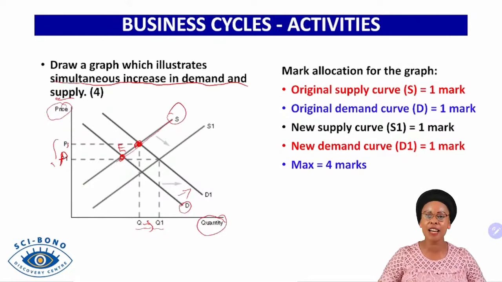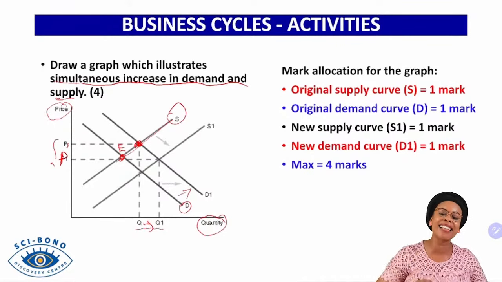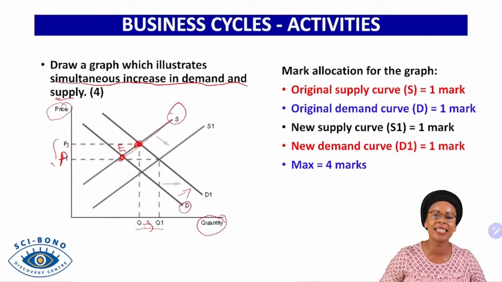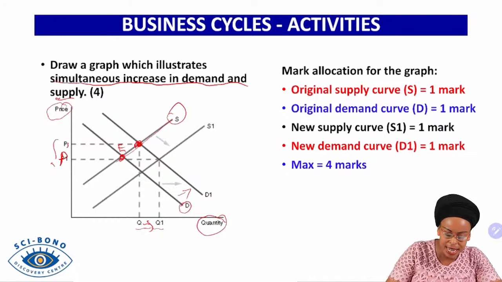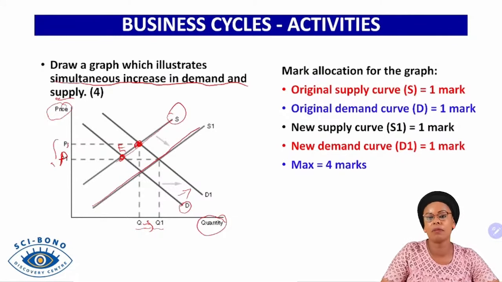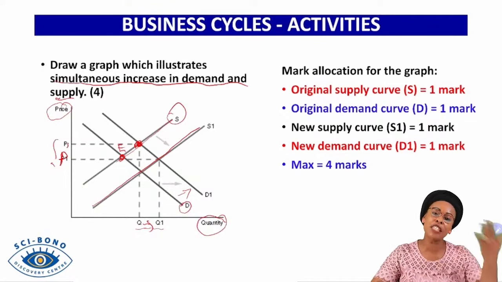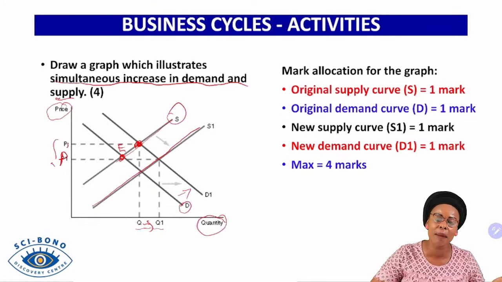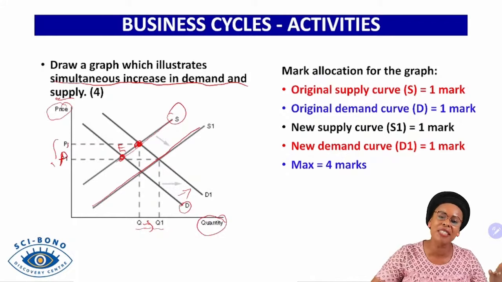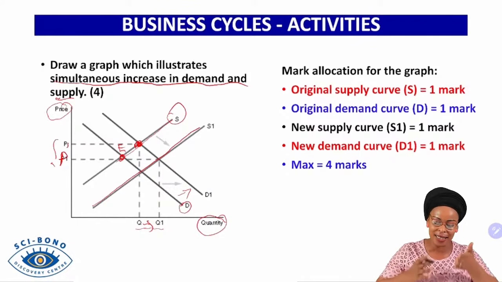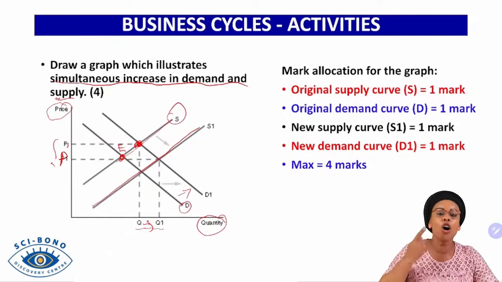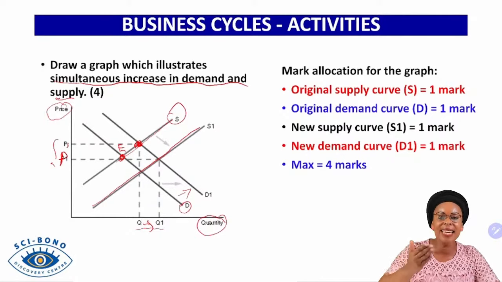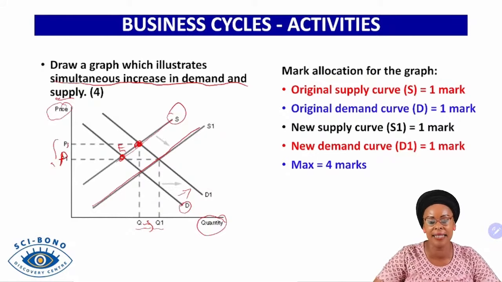But in this scenario, we want you to plot another supply curve to show that both have shifted simultaneously. Then your supply curve should also shift to the right. Remember, if the supply curve shifts to the left, there is a decrease in supply. If the demand curve shifts to the left, there is a decrease in demand. But in this scenario, we want both supply and demand to increase.